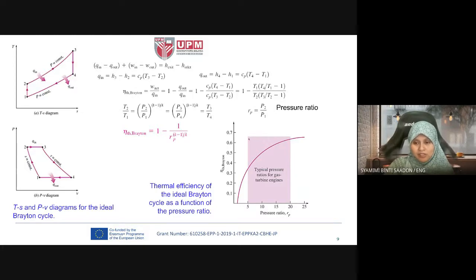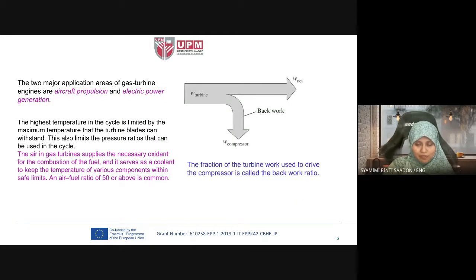This is the range of typical pressure ratio for a gas turbine engine, around 5 to 20, and from 0 to 0.65 efficiency, 65%. Usually 50% to 65% is the efficiency of the conventional Brayton cycle. The two major applications of the gas turbine engine, like I mentioned, are aircraft propulsion and electric power generation for power plants. This is closed cycle. This is open cycle.